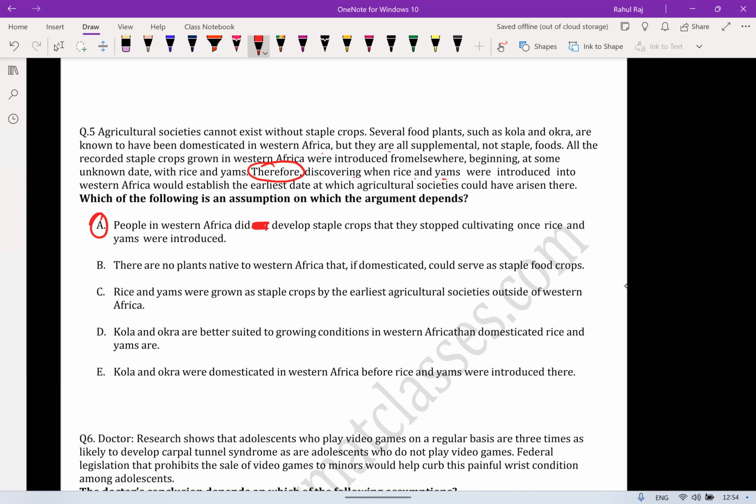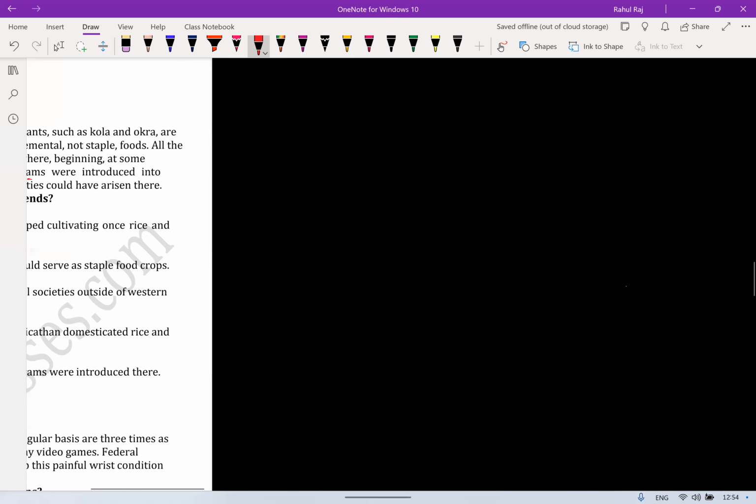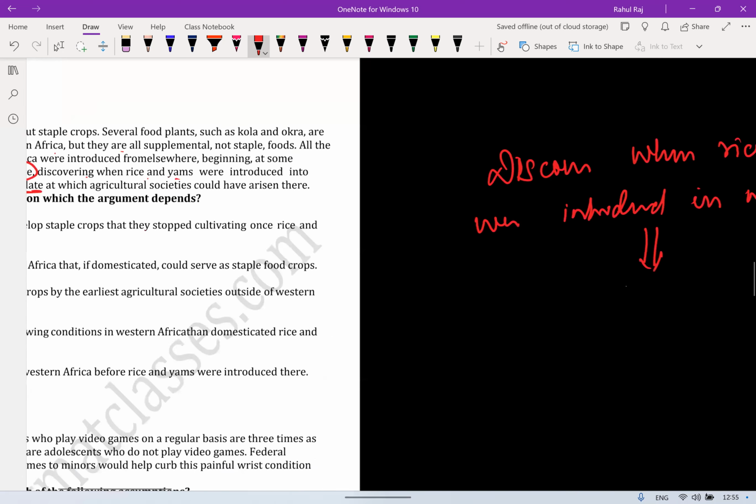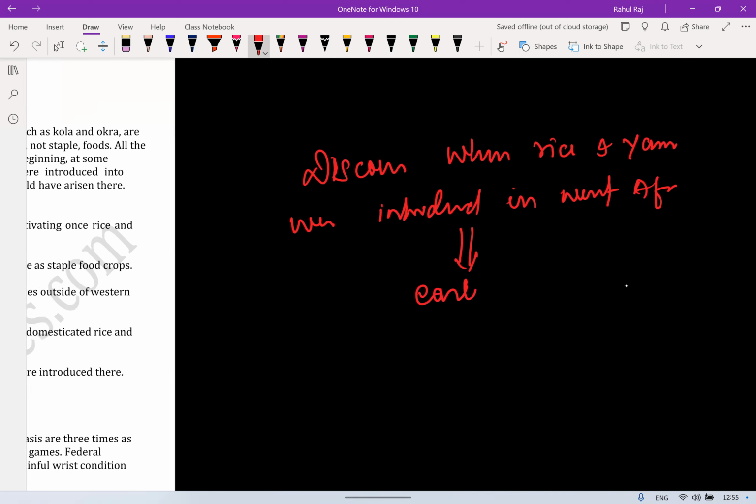Discovering when rice and yams were introduced into Western Africa would establish what? Earliest date. So they are trying to say that if you discover when rice and yams came into the picture, when rice and yams were introduced in Western Africa, this will give you what? Very clearly, the earliest date. Am I right or not?